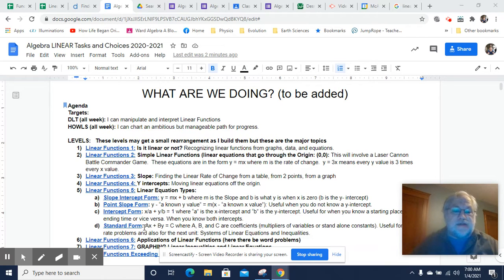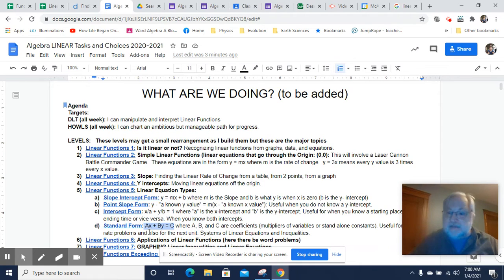The standard form is this. It's in the form ax plus by equals c, where a, b, and c are all what are called coefficients. And this is introducing some new language. A coefficient is a multiplier. It's generally a number that is a multiplier of variables. So if I say 5x, the coefficient of that is 5.